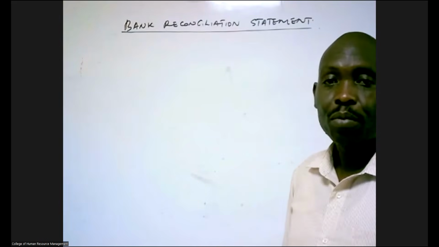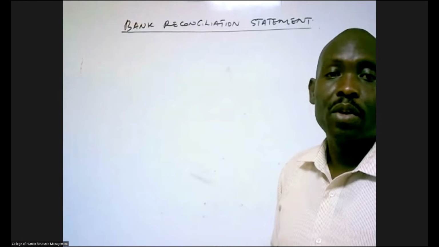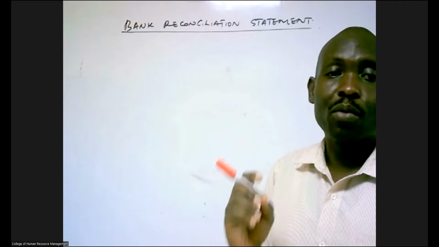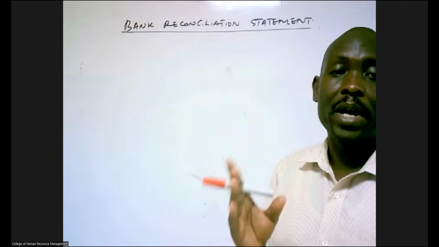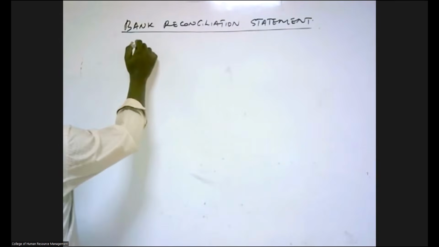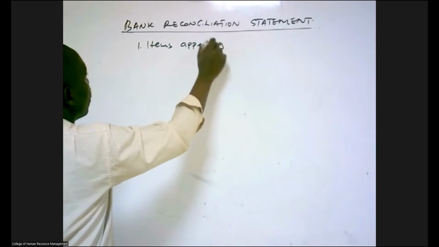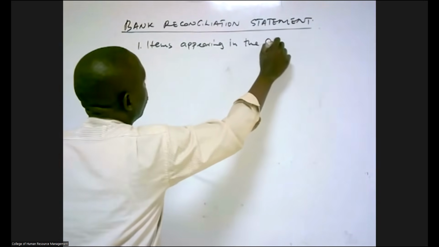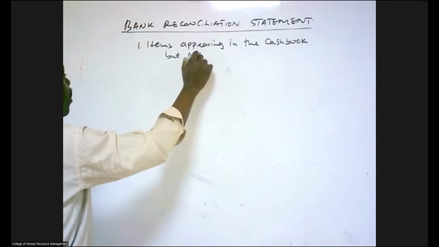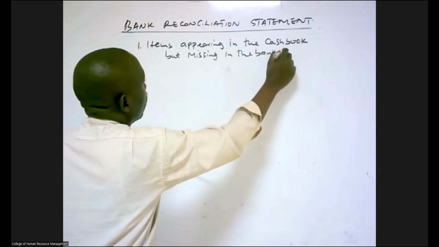So for you to be able to understand the bank reconciliation properly, you need to note that there are two reasons why the bank statement and the cash book bank column might fail to agree. And those two reasons are, number one, items appearing in the cash book but missing in the bank statement.